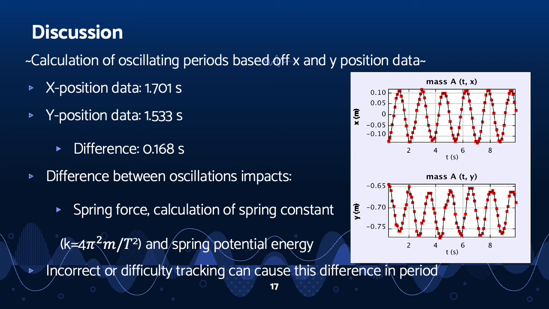Written below are the calculated X and Y positions and the difference between these oscillations impacts spring force, calculation of spring constant, and spring potential energy. And incorrect or difficulty tracking can cause this difference, and since these periods are not the same, they could be due to the period in Y, which represents the vertical motion of the spring, and X, which represents the horizontal motion, such as the pendulum.